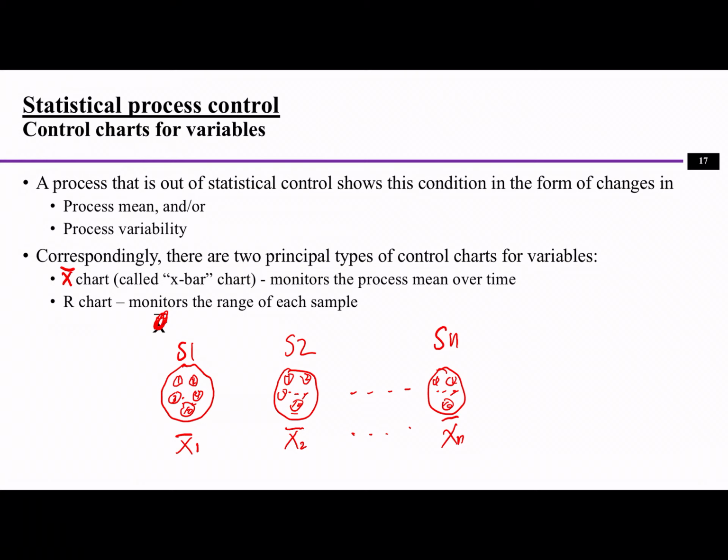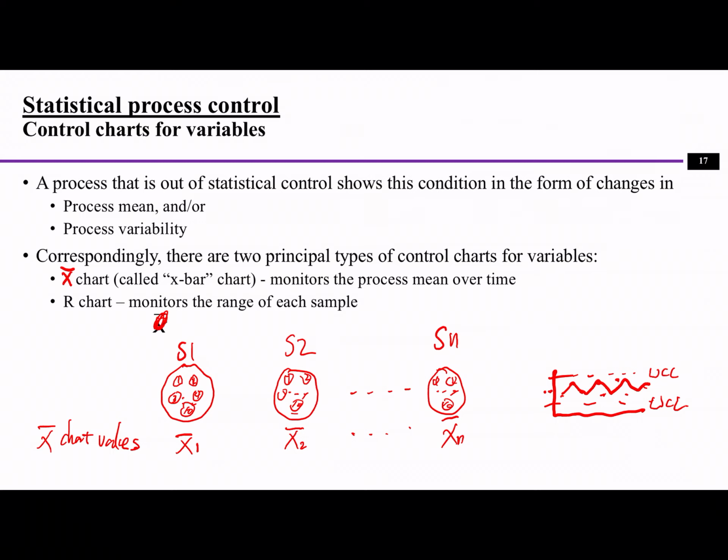So this is the x bar chart. These are the x bar chart values. Okay? And after I got all these values, I'm going to draw a control chart, with upper control limit and lower control limit, and then I plot these different dots, and get this chart, right?